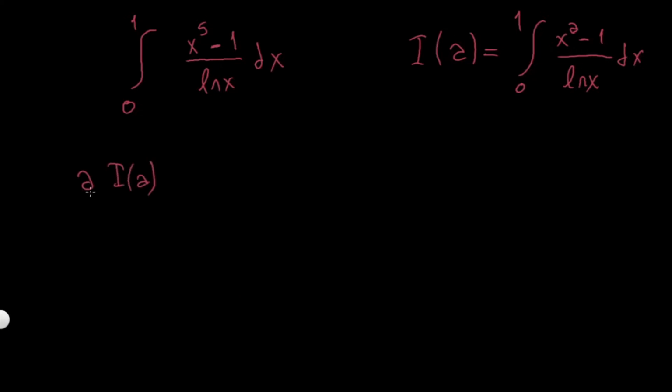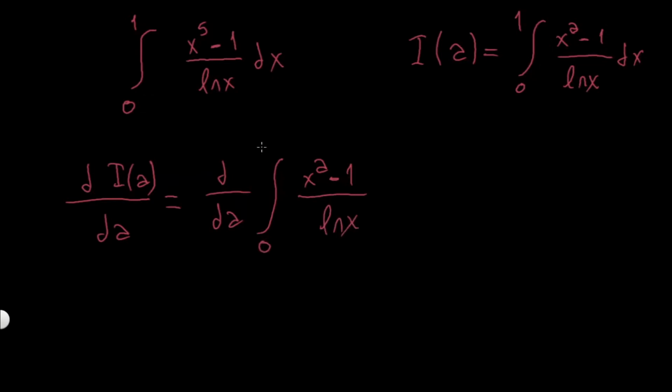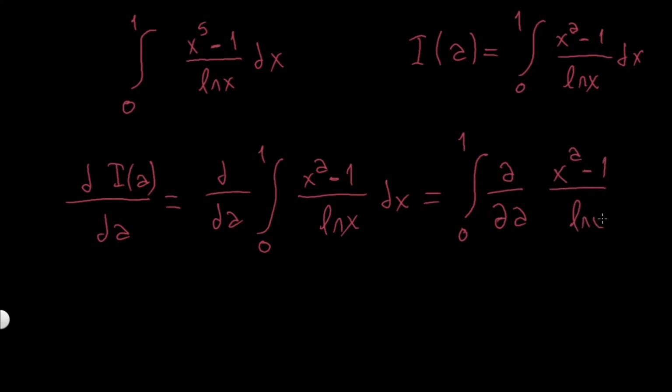So I'm differentiating this side with respect to a. The right side is d over da of this integral, x to the a minus 1 divided by ln x. And this is the important part, the theorem part, that says this is equal to d over da of x to the a minus 1 over ln x dx.